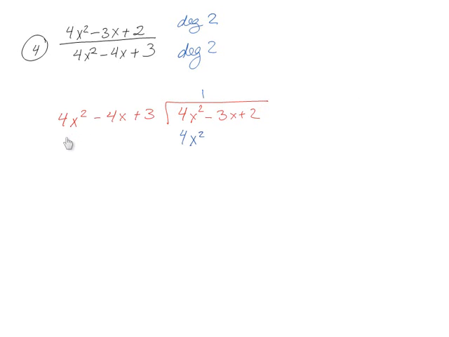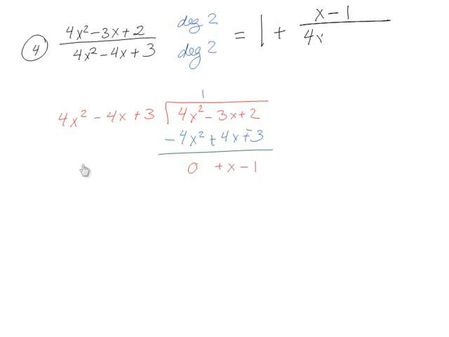The 4x squared goes into 4x squared one time, minus 4x plus 3. Except I need to subtract everything, minus, plus, minus, 0, x, and minus 1. So really I have a remainder of x minus 1. I can't do any more, so I'm done. So what I have is 1 plus a remainder of x minus 1 over the original denominator. And that actually looks really pretty. Does that factor?